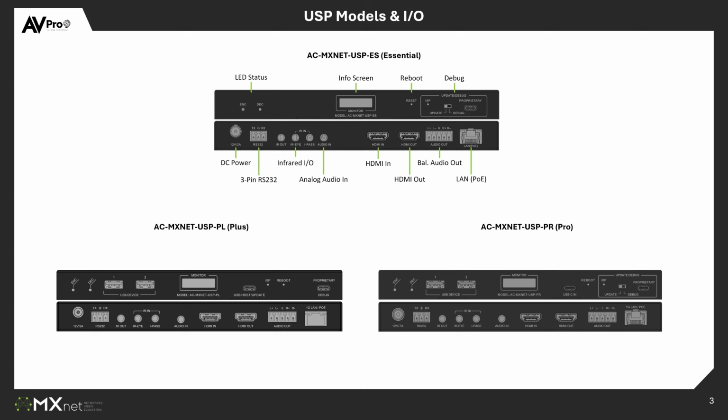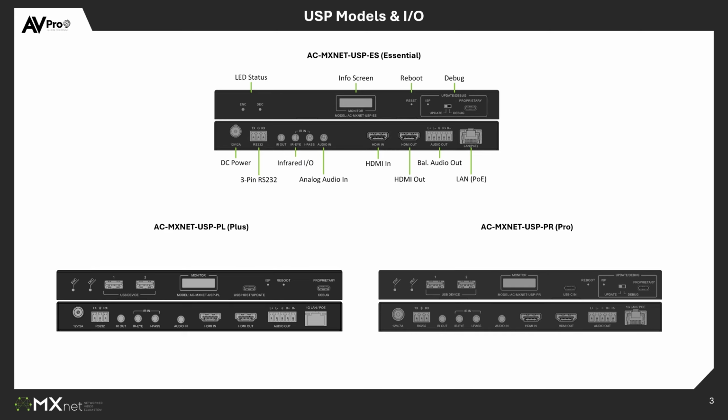As far as I/O, all three models have a lot of similarities to existing MXnet products. If we take just a quick run-through, let's start with the ES. On the front panel, you'll notice that there's status LEDs, an info screen, a reboot button, and I/O for debugging and updating. On the rear panel, we have a DC power option if the network switch doesn't support PoE. For peripheral control, there's RS-232 and IR connections, an HDMI in and HDMI out for encoding or decoding AV content. The HDMI also supports CEC control, along with a balanced audio breakout, and of course, a standard PoE-enabled LAN connection.